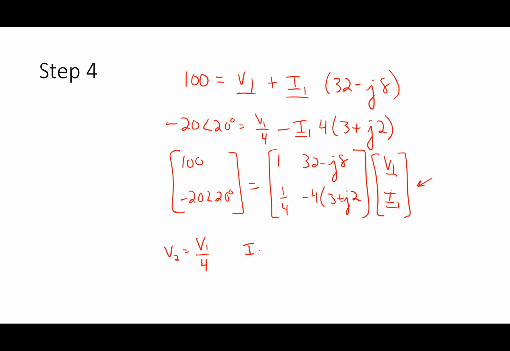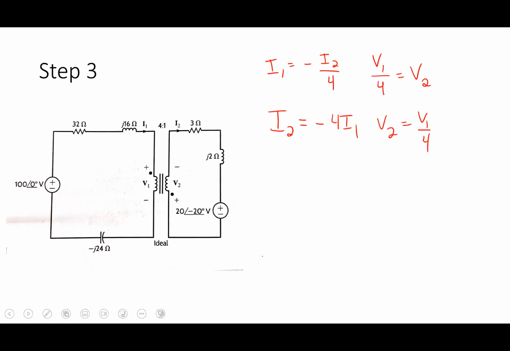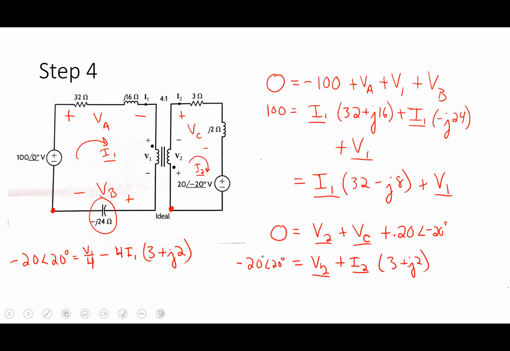I2, we'd use the same sort of relationship. I2 is negative 4 times I1.